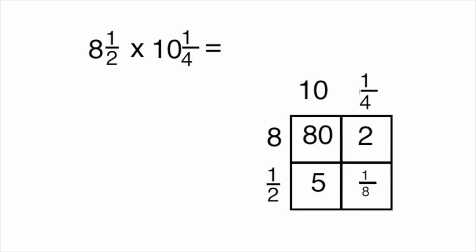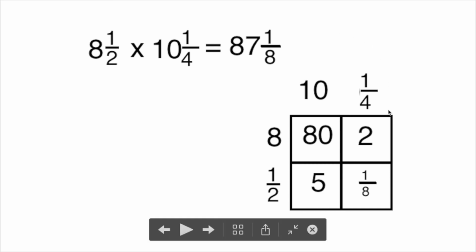Okay, so I've multiplied every number in the grid, every row with every column. These four numbers now that I've got, I'm going to add them together. 80 plus 2 plus 5 plus 1/8. 80 plus 2 is 82, plus 5 is 87, plus 1/8 is 87 1/8.